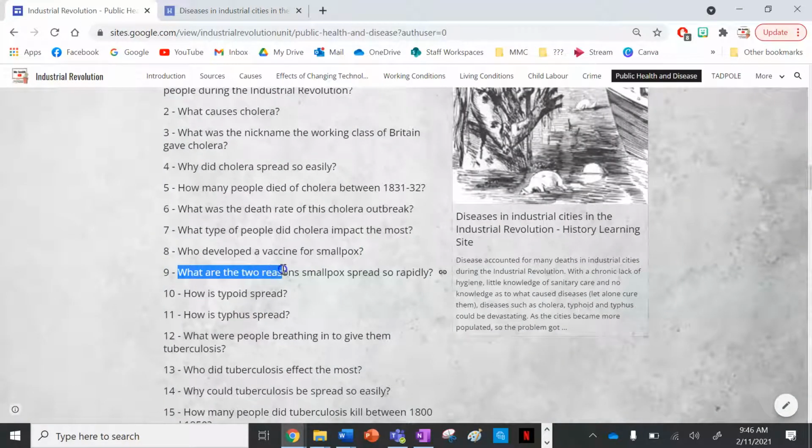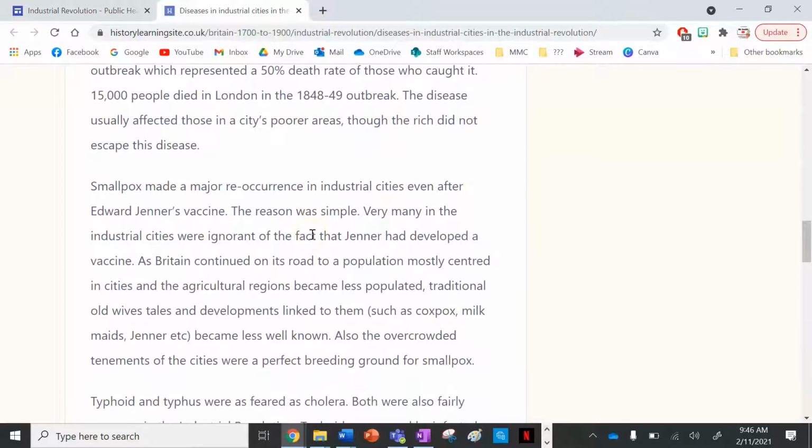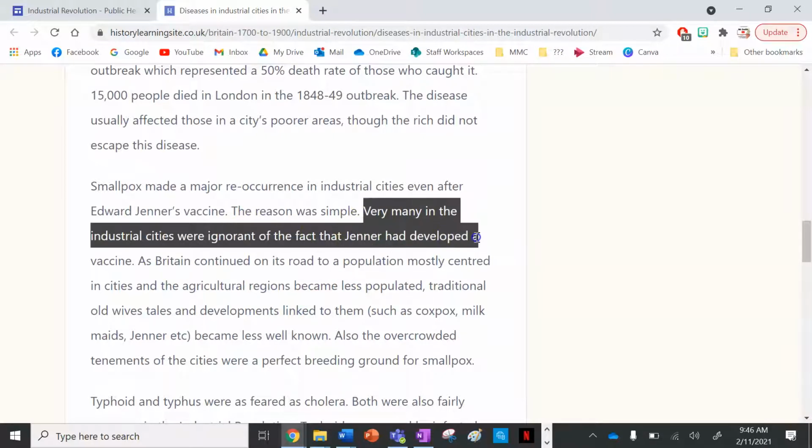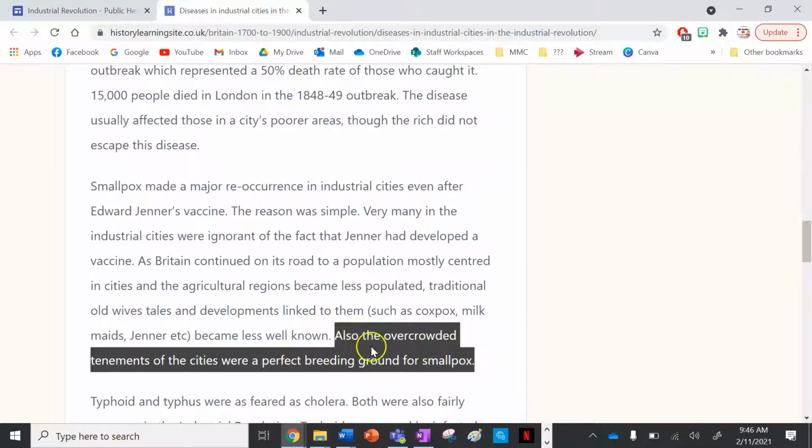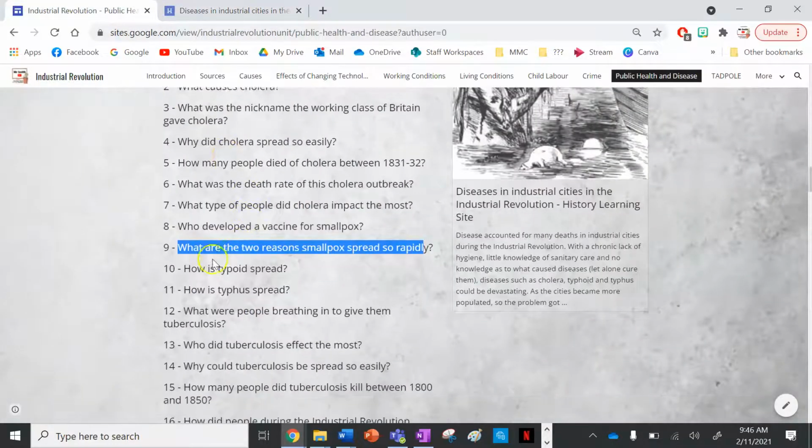Number 9, what are the 2 reasons smallpox spread so rapidly? That answer is down here. Number 1, in the industrial cities, people were ignorant of the fact that Jenner had developed a vaccine, so they didn't even know that he developed a vaccine. So that is one of the reasons. And then also the overcrowded tenements of the cities caused smallpox to be spread quite rapidly.